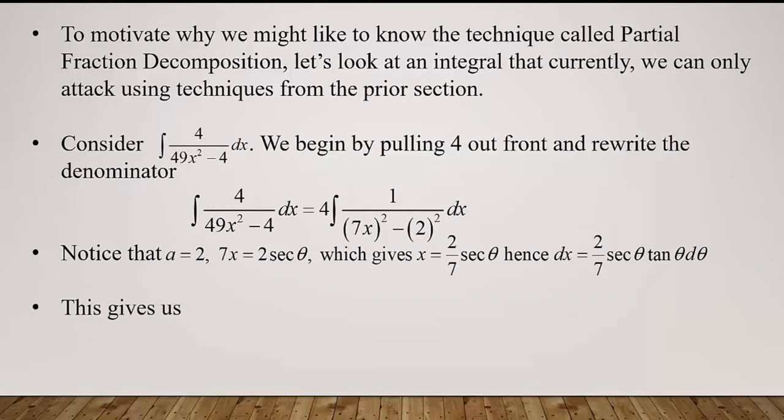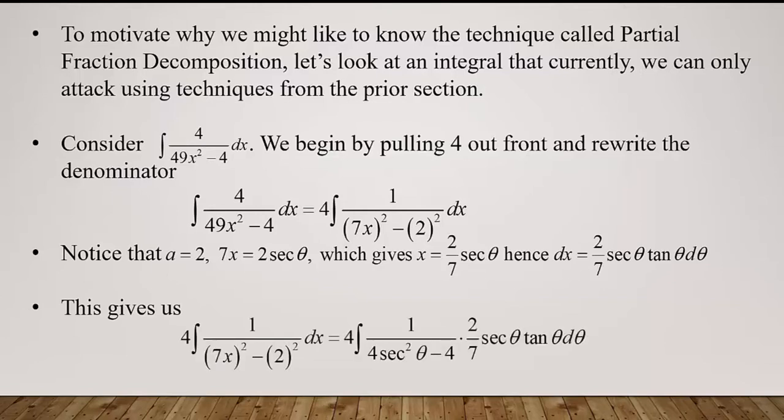So going through an old trig substitution, that gives us that the integral 4 times the integral 1 over 7x quantity squared minus 2 squared dx, thanks to trig sub, is equal to 4 times the integral 1 over 4 secant squared theta minus 4 times 2/7 secant theta tangent theta d theta. With 7x equals 2 secant theta, when you put 2 secant theta in for the 7x, you get the 4 secant squared theta. Okay, that's looking like a mess. But we're going to continue.